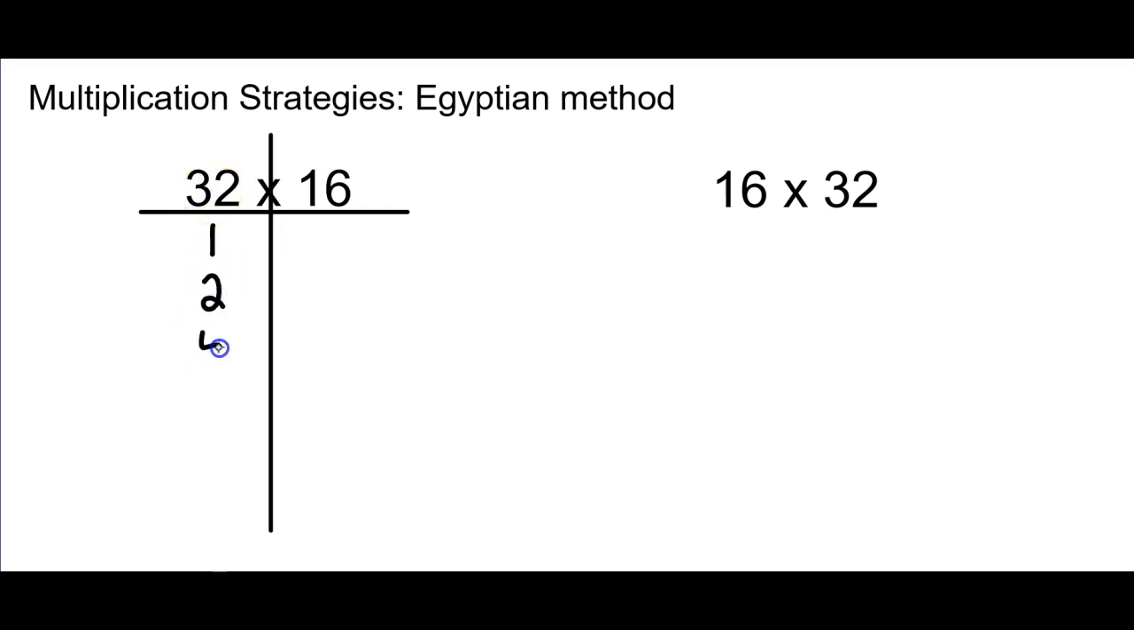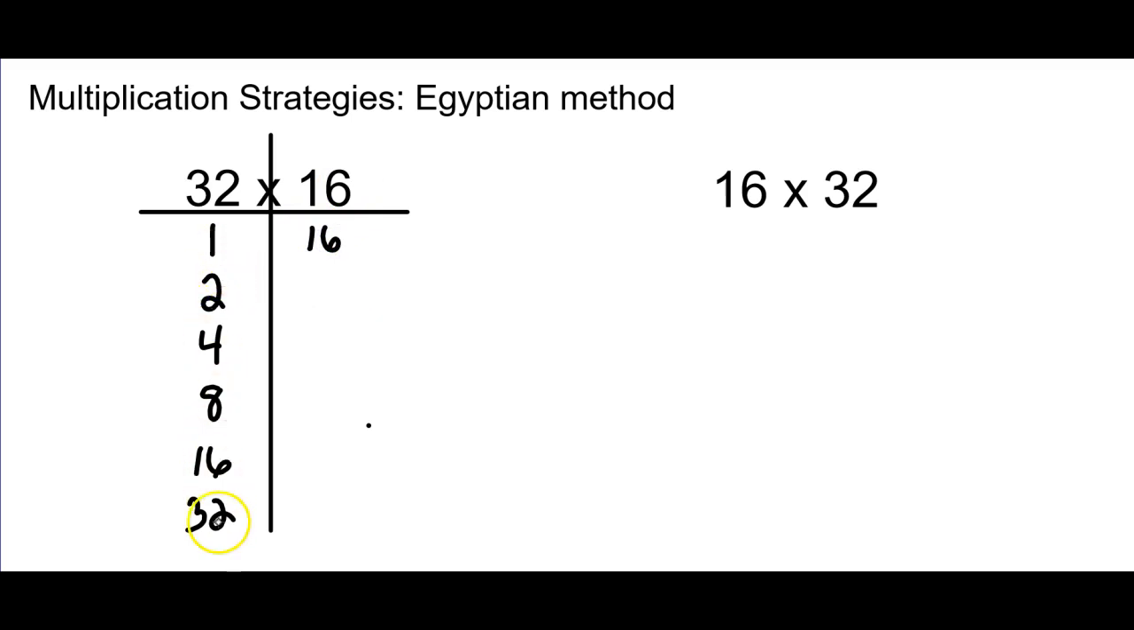Double it again, you get 4, 8, 16, and then 32. Now, if I double 32, I'll get a number bigger than 32, so I'm going to stop there. On the right-hand column, I'm going to write the original number above it, 16.